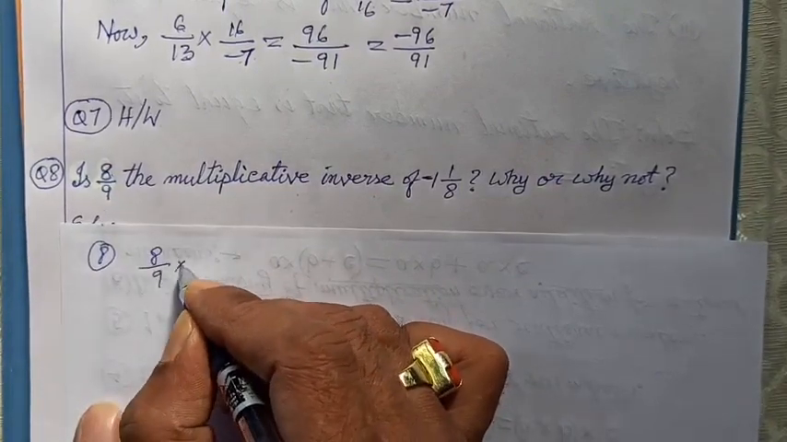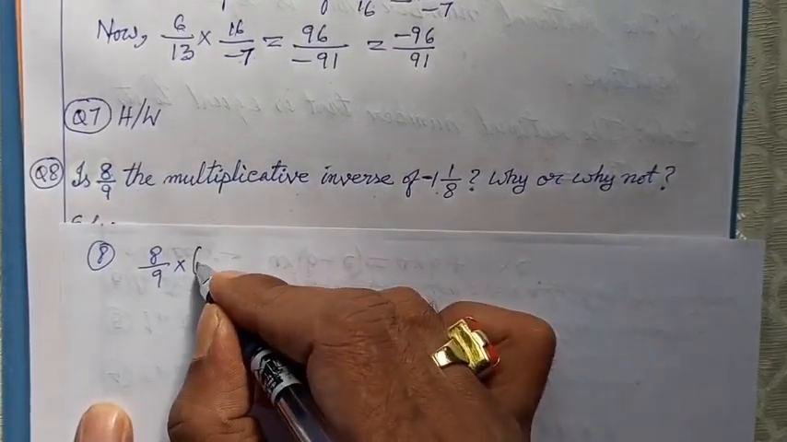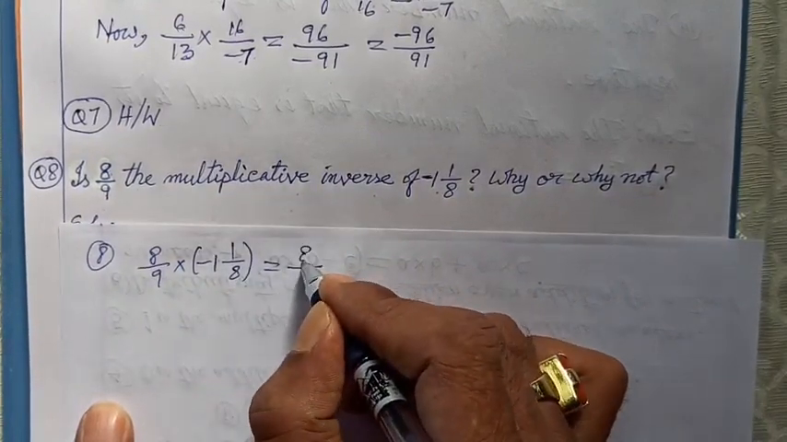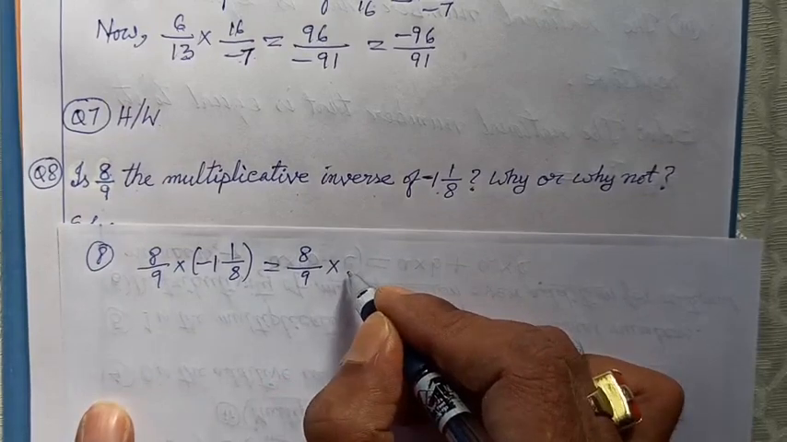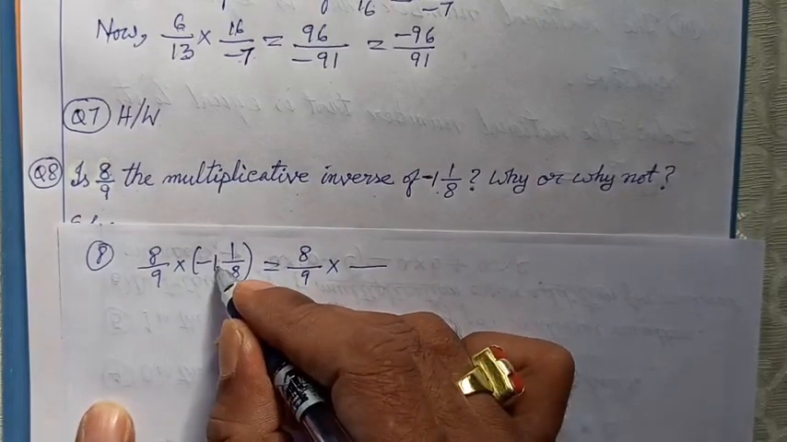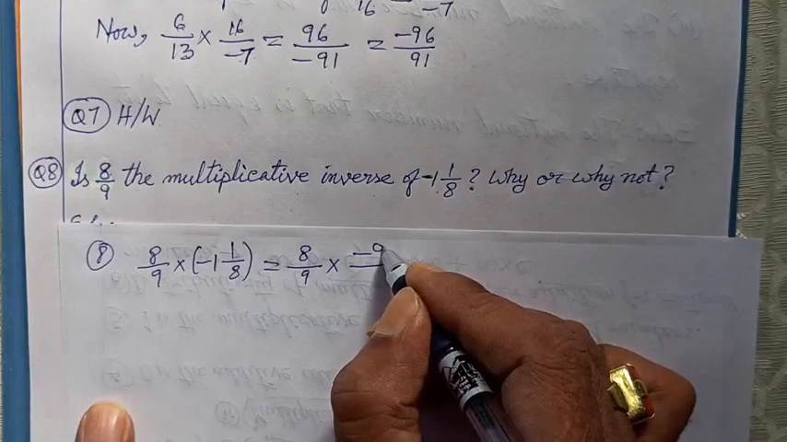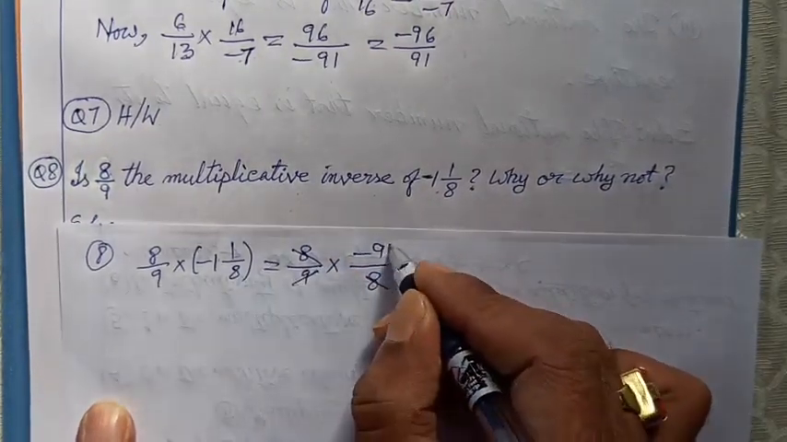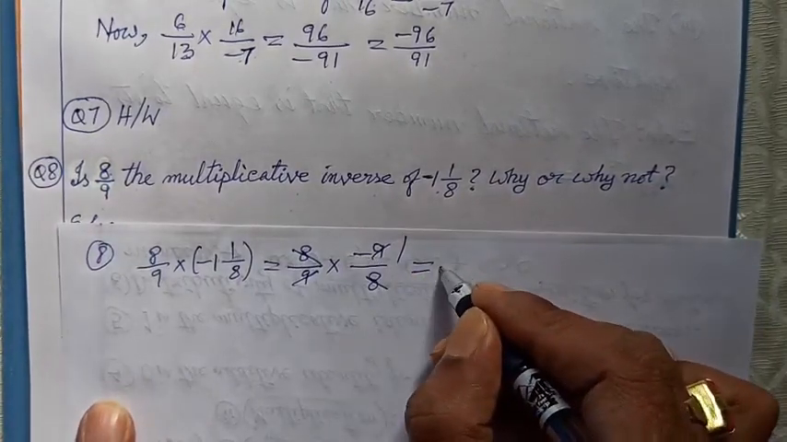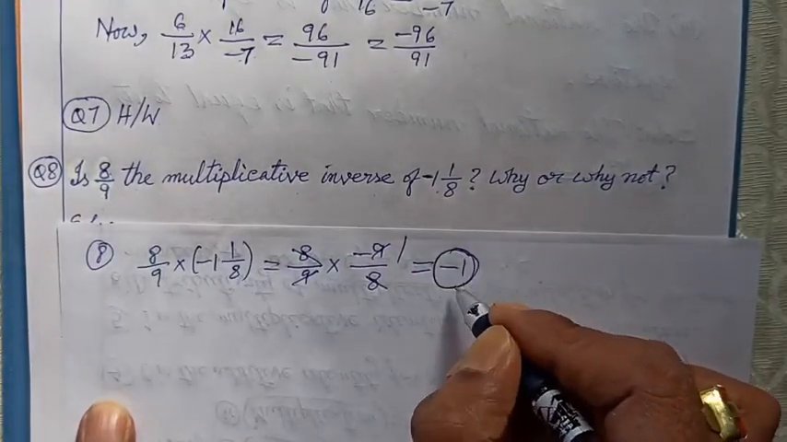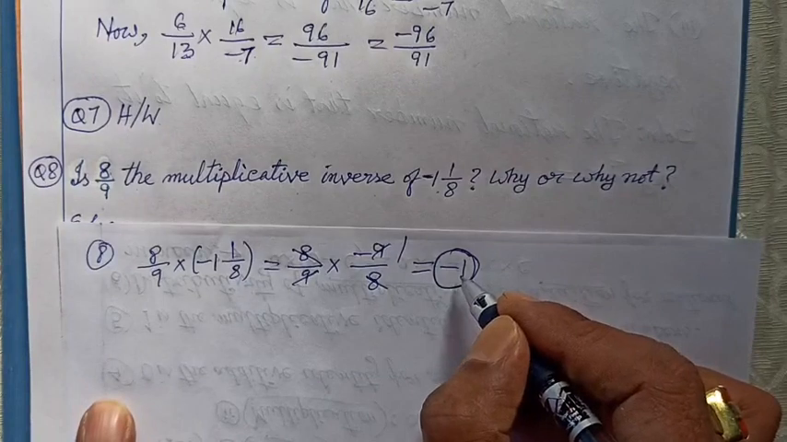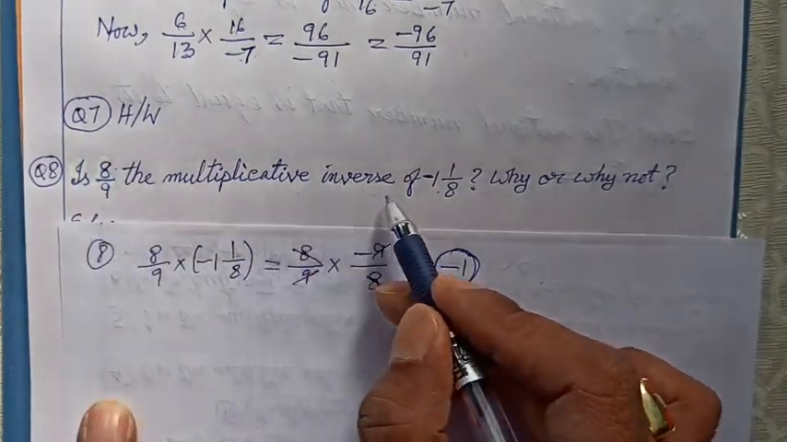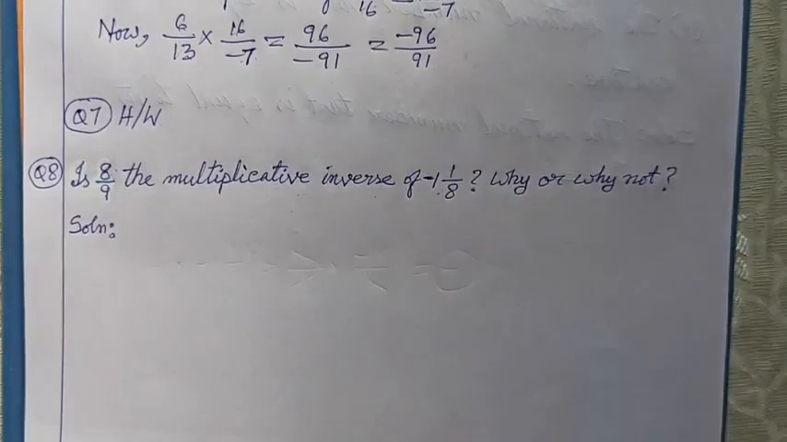Eight by 9, if we multiply by the given number, minus 1 whole number 1 by 8, that is 8 by 9 into minus 9 by 8. 8 cancels, 9 divided by 9 is 1 times. Here is my sign, so we are getting minus 1. We see that this is not 1, this is minus 1. So 8 by 9 is not the multiplicative inverse of minus 1 whole number 1 by 8.